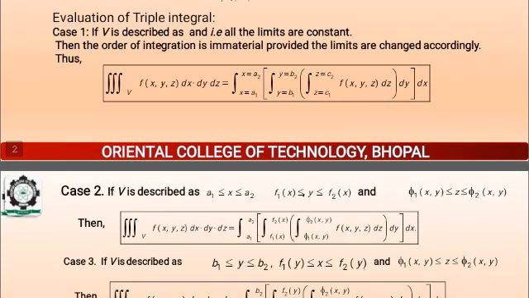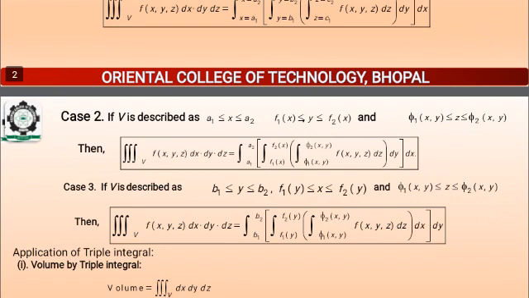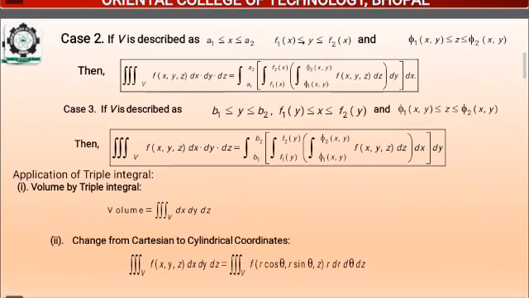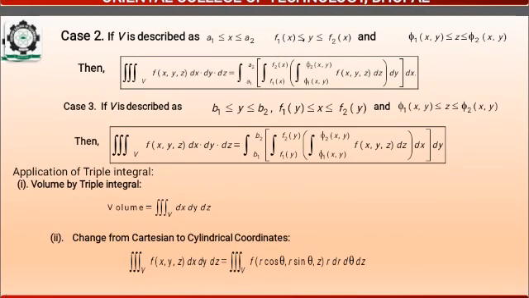Case second: if V is described as limits of x is a1 to a2, y is f1(x) to f2(x), and z is phi1(x, y) to phi2(x, y), then the integral becomes this. If V is described as y lies between b1 to b2, x lies between f1(y) to f2(y), and z lies between phi1(x, y) to phi2(x, y), then the integral becomes this. Application of triple integral: we can evaluate the volume of any solid by using triple integration.